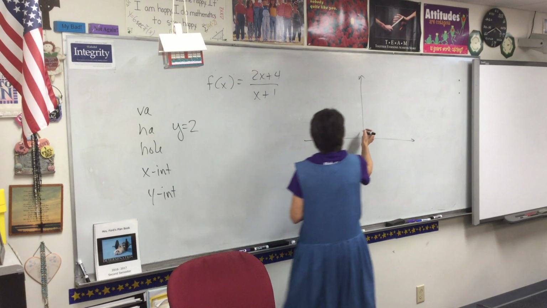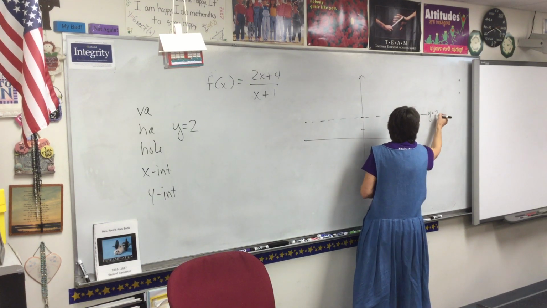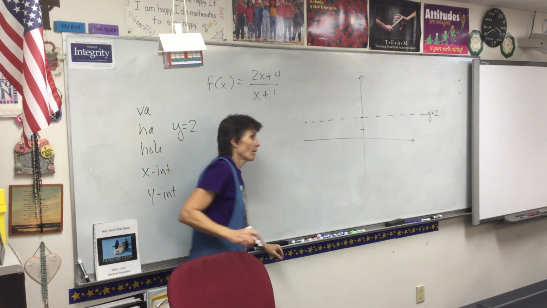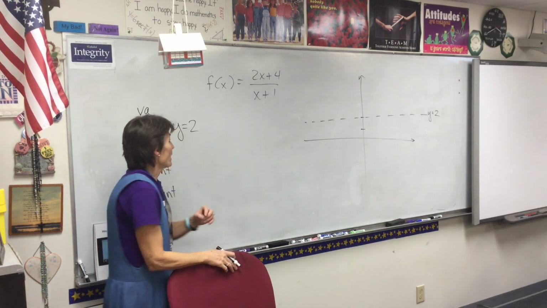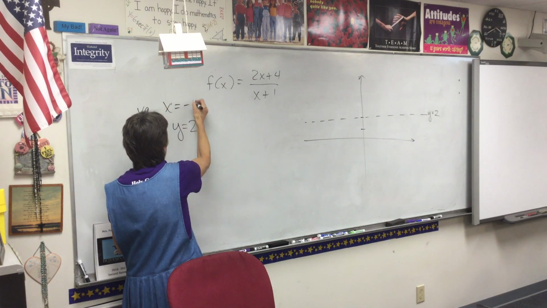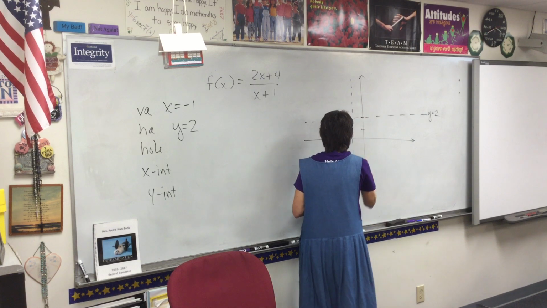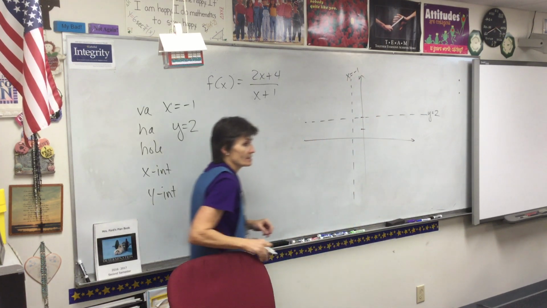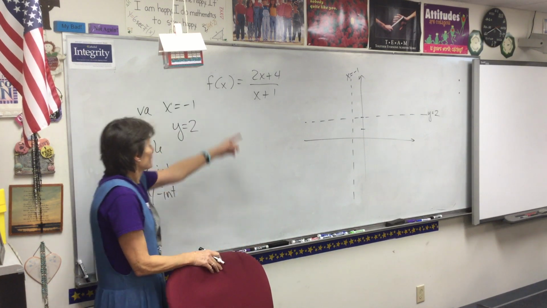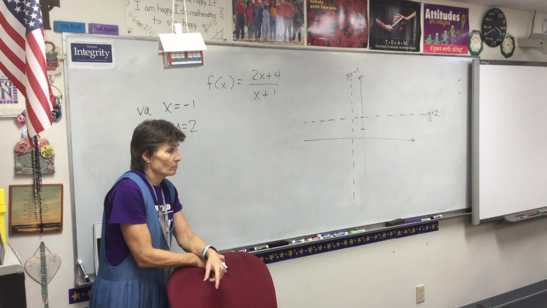That's right. So my horizontal asymptote's going to look like that. Perfect. All right. Who knows something else? Vertical is -1. X equals -1. Because where do vertical asymptotes come from? Denominator equals 0. So clearly, if you put in a -1, you're going to get a 0.